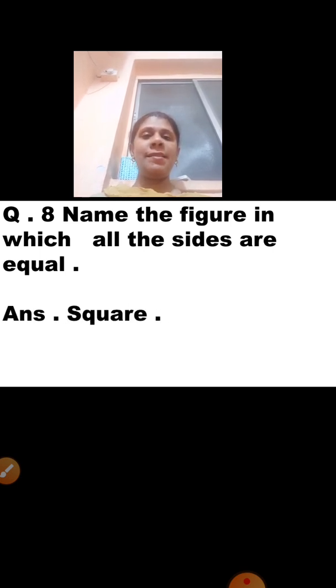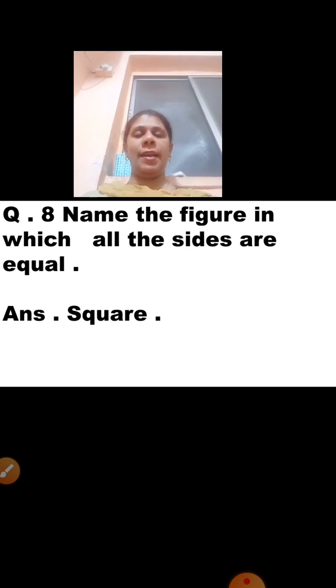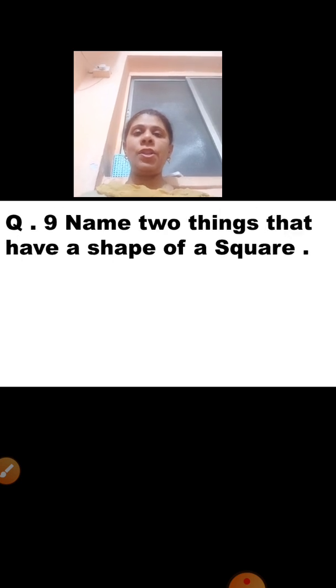Correct. What is the answer? Square. The figure in which all the sides are equal is square. A square has all the sides equal in length. So the figure in which all the sides are equal is square. Now let us see the next question.